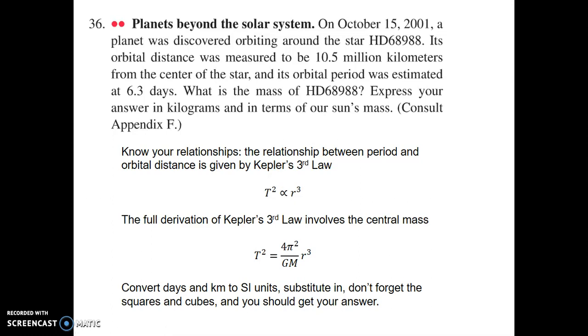So let's look at this planet problem. A planet is discovered going around this star. The orbital distance is given, the orbital period is given, and you are asked to calculate the mass.